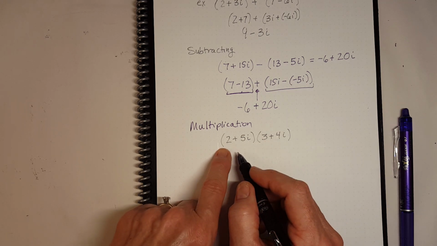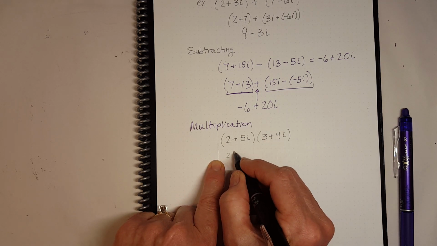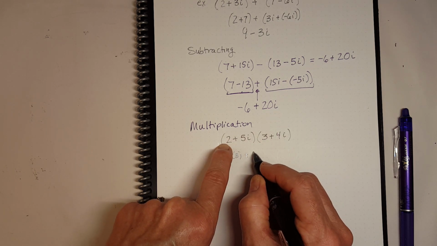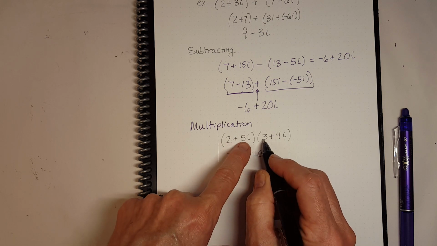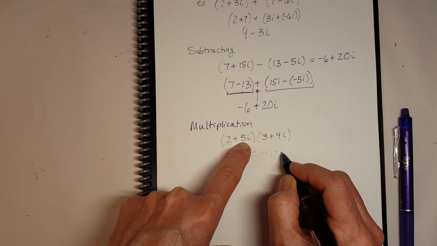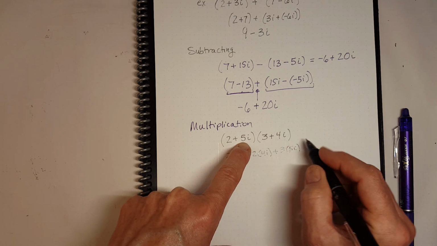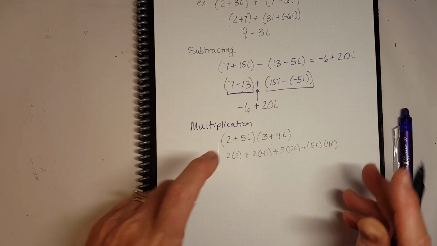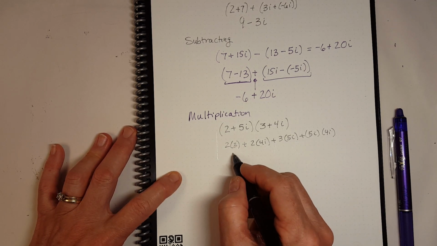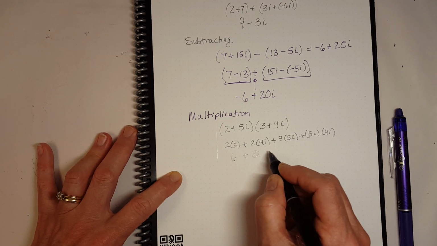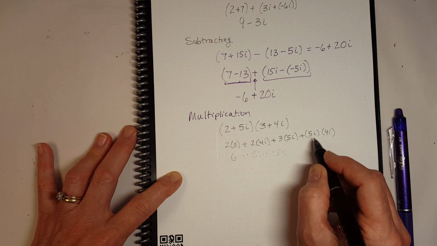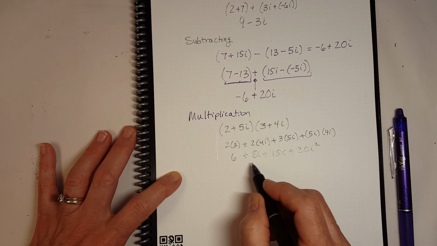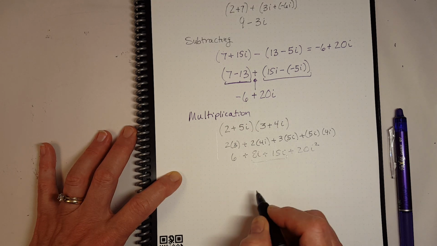So we do 2 times 3, that's our first, and I'll write it out. First terms, outside terms, 2 times 4i, inside terms, 3 times 5i, last terms, plus 5i times 4i. And then you simplify. So we have 6 plus 8i plus 15i plus 20i squared. We combine like terms, so these are both i to the 1.